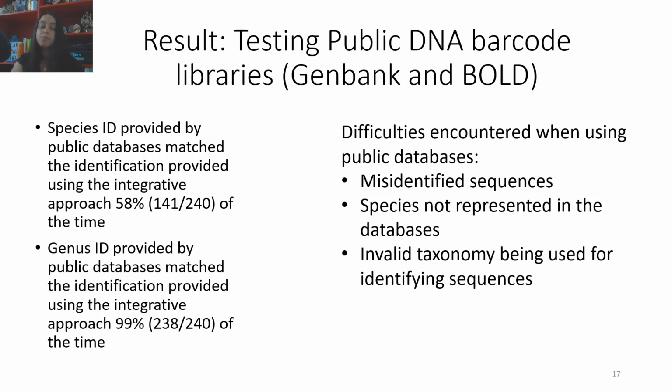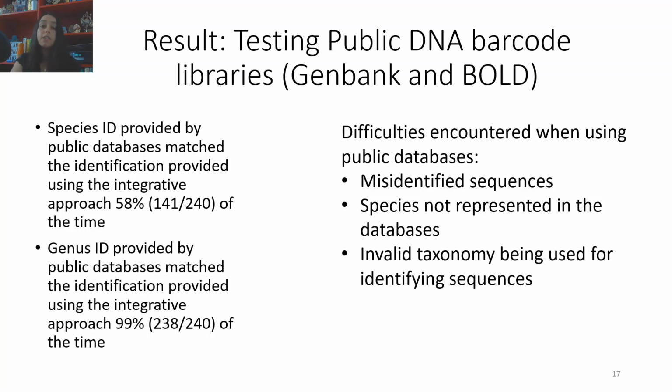However, when using these public databases to identify our sequences, we encountered some difficulties, which we've classified into 3 broad categories. The first is misidentified sequences. So these are sequences in the databases where the species identity assigned to them may or may not be incorrect, but it did make it more difficult for us to utilize these public databases to identify our sequences.